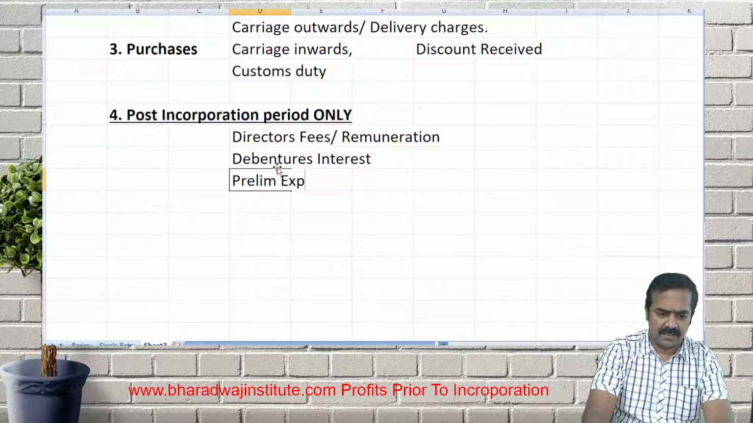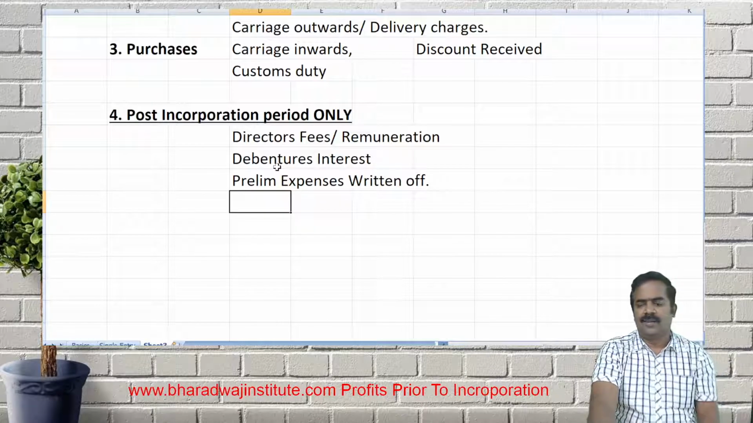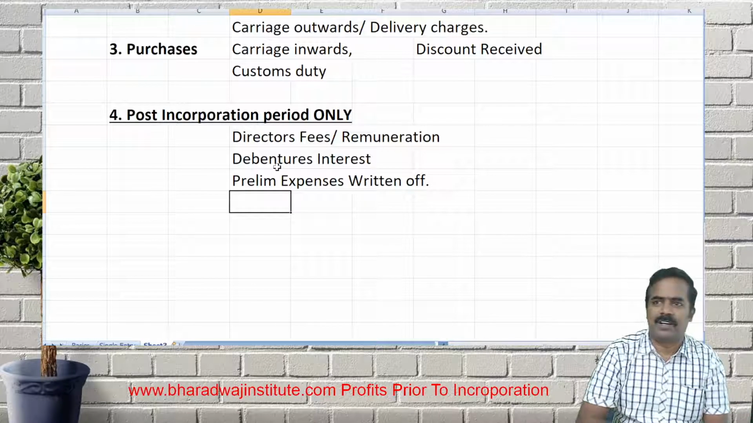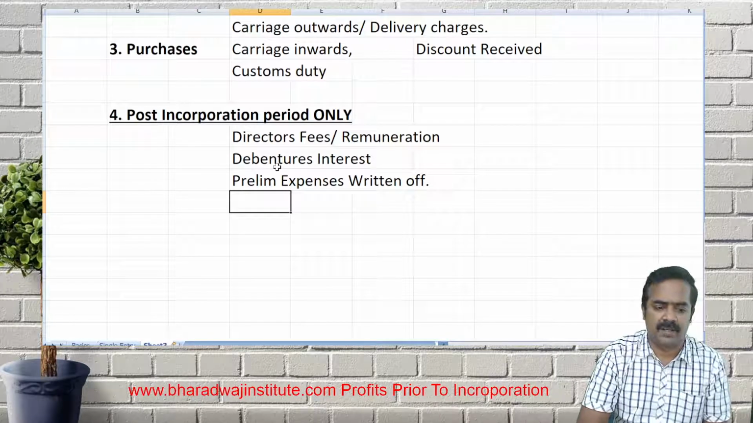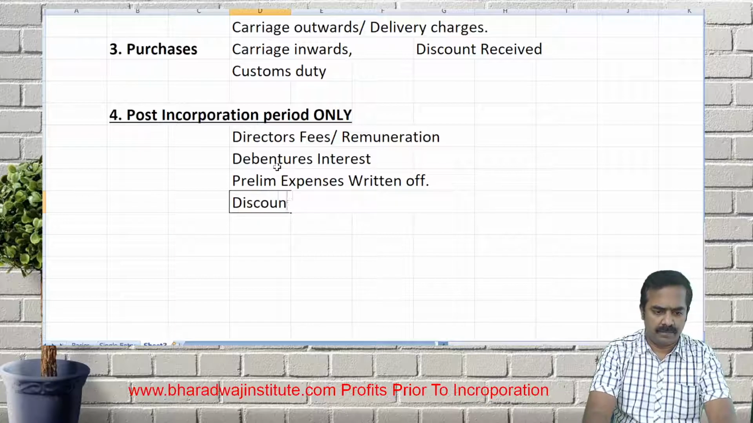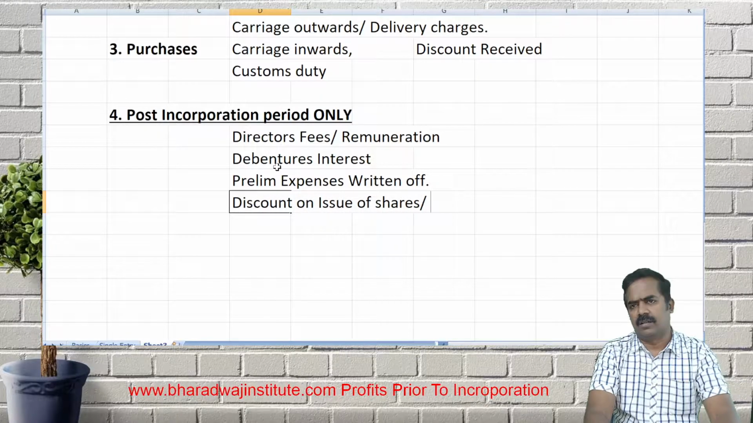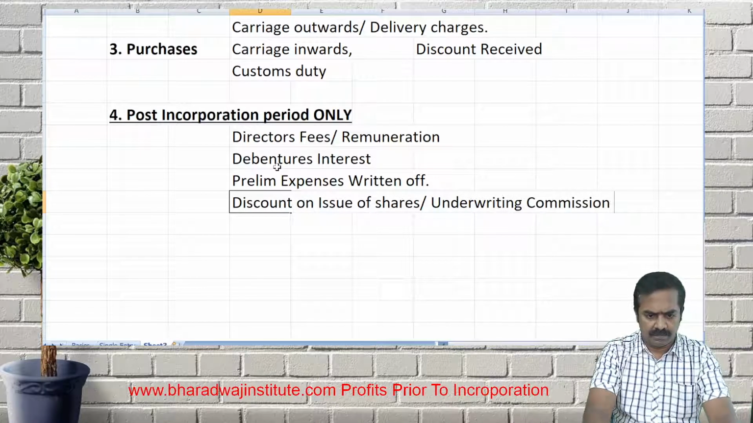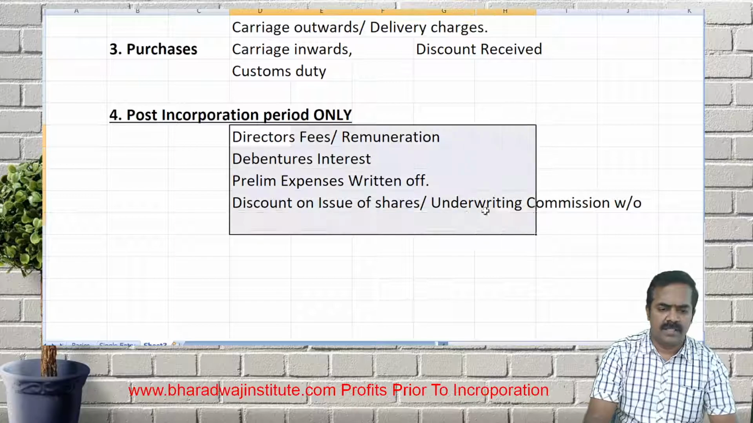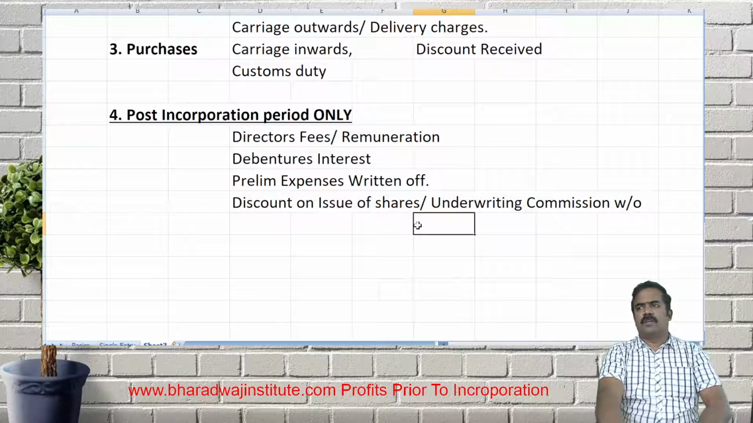Preliminary expenses, written off. It is spent before incorporation, but it will be written off or amortized after the company is incorporated. Discount on issue of shares or underwriting commission, written off. These expenses arise only during the post-incorporation period.